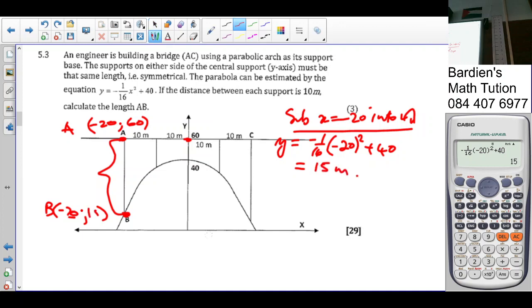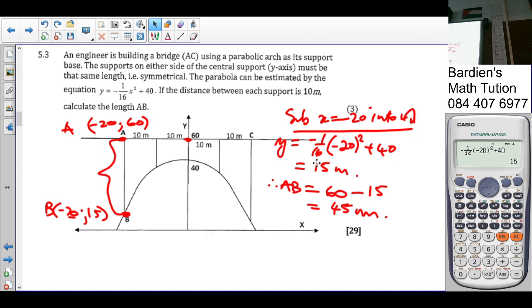So this is 15. So therefore, what is the length of AB? Therefore, AB is going to be 60 minus 15 will give you 45. Okay. Any confusion there?